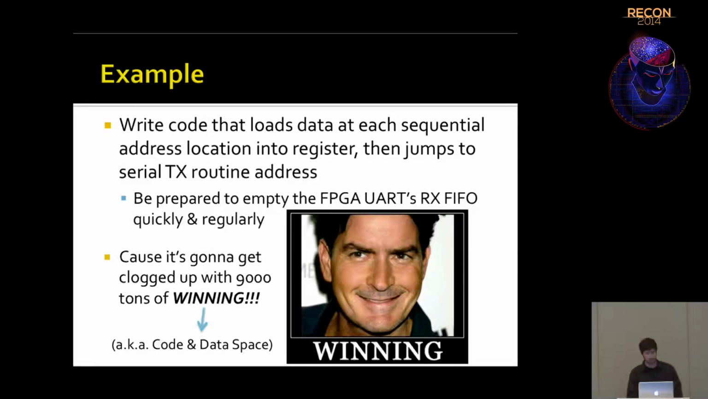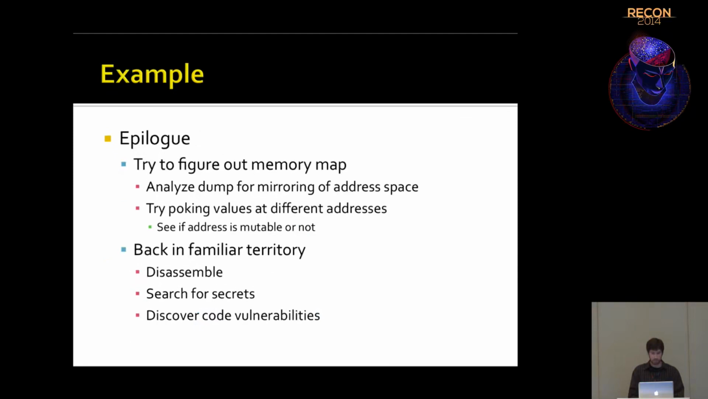And by winning, I mean code and data space, which in a von Neumann is pretty much the whole thing. So to wrap things up, the epilogue of this whole process is, to be clear, you've got a dump of code and data space at this point, and now you can try and figure out the memory map. Just look at the dump for repeating blocks every now and then, so you can see where there's mirroring present in the address space. Try poking values at different addresses throughout that space. See if the address is mutable or not.